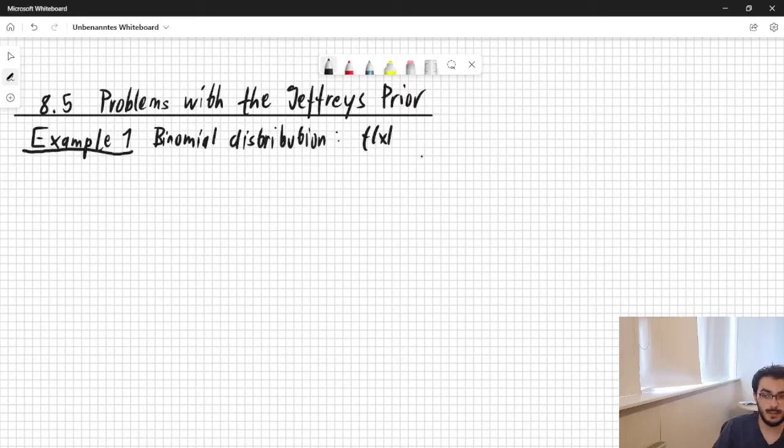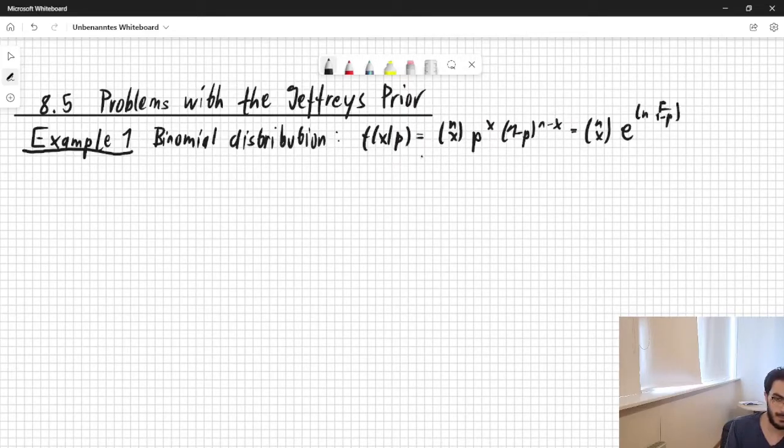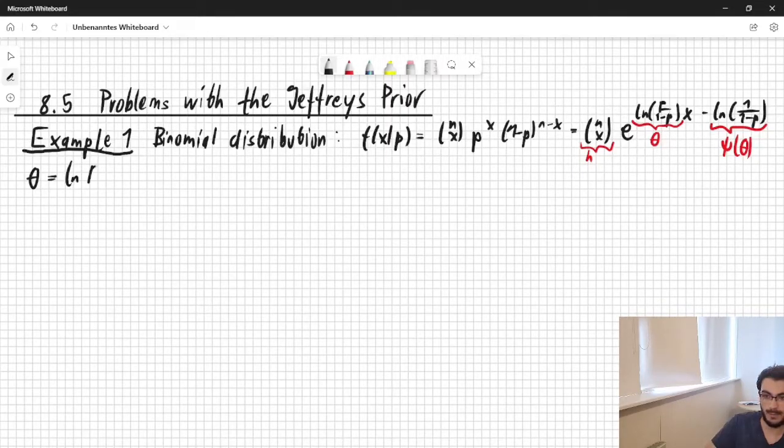So the good thing is, or let's say the bad thing is, that first of all we have the sampling distribution with respect to p, which has a nice form, but it's not the form that we want for a natural exponential family. For a natural exponential family we get this form. So again, this is h, this is theta, and this is psi of theta. So theta is equal to the logarithm of p divided by 1 minus p.